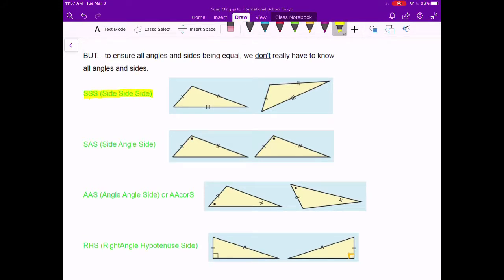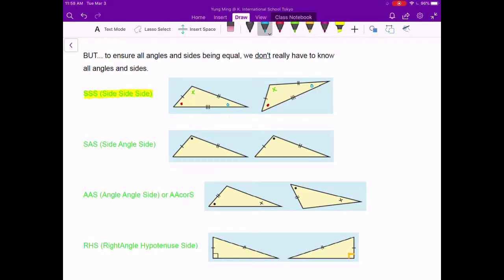That being said, what does that mean? That means if you have three sides being the same, you also automatically have the three angles being the same. So you don't actually have to check through all three angles, because the equivalence of all three sides will guarantee the equivalence of three angles.